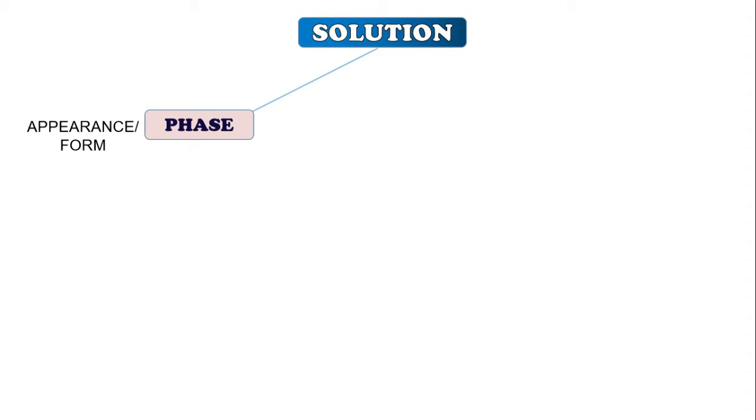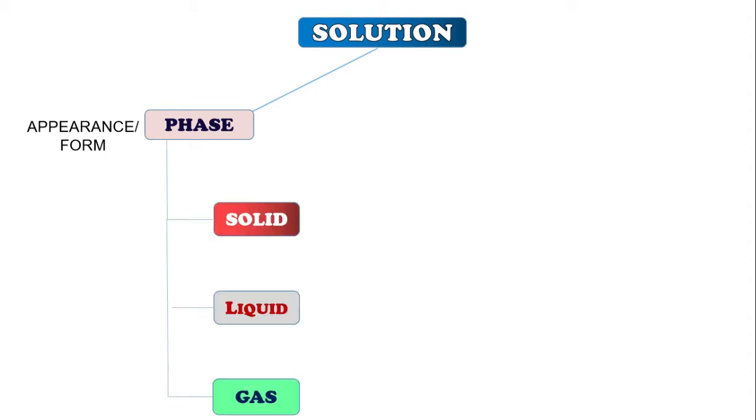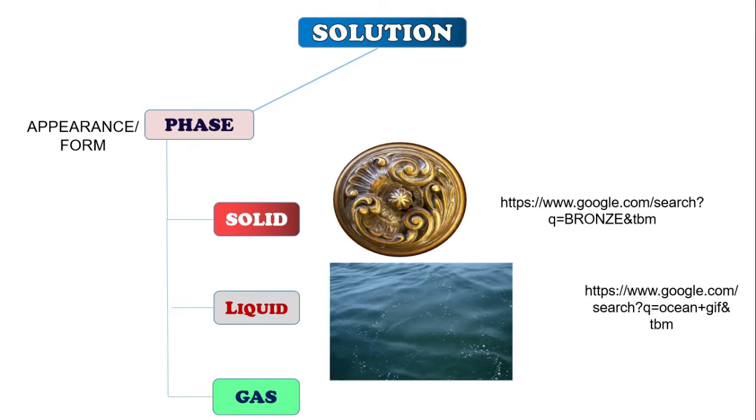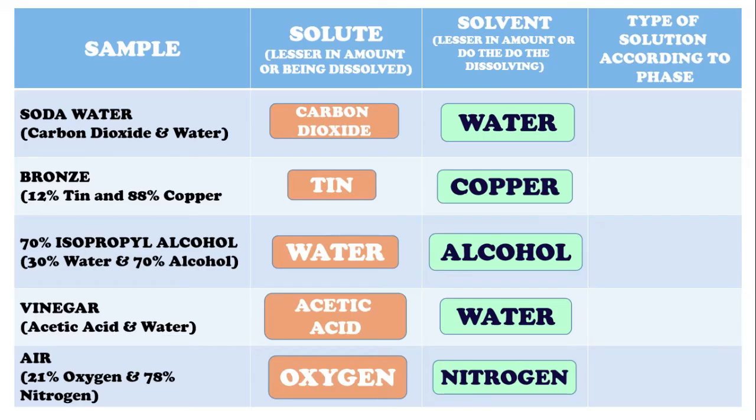When we say phase, it deals with its appearance or form. We have three classifications according to phase, that is solid, liquid, and gas. Example of solid is bronze, liquid is seawater, and gas is the air.